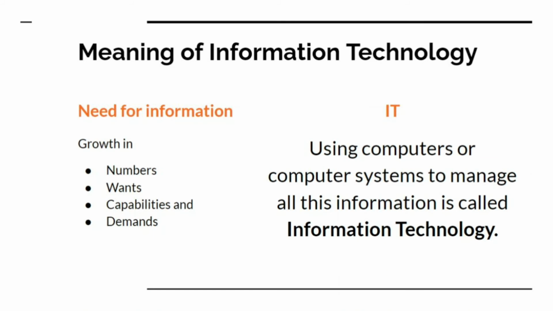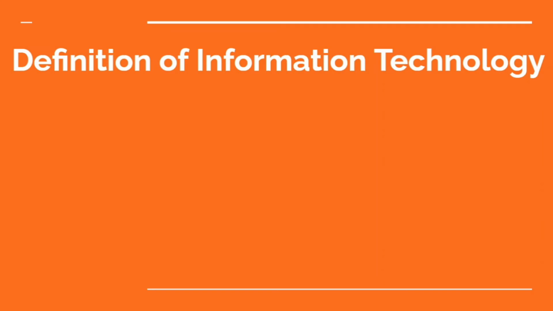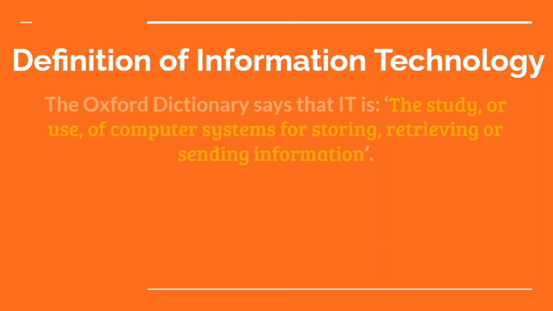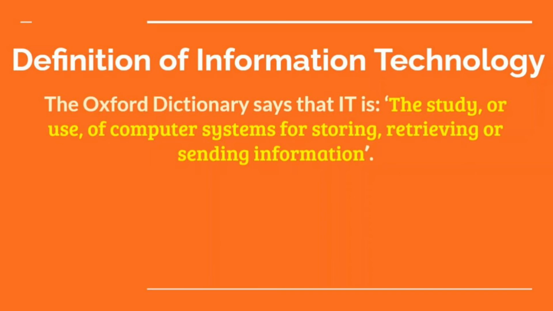Using computers or computer systems to manage all this information is called information technology. Let's look at the definition of information technology. The Oxford Dictionary says that IT is the study or use of computer systems for storing, retrieving, or sending information. It's no secret that computers are at the very heart of the IT framework, lending the term technology to information technology. They are used to create, store, retrieve, and transmit data or information across large distances. Thus, they have become indispensable to our 21st century lives.